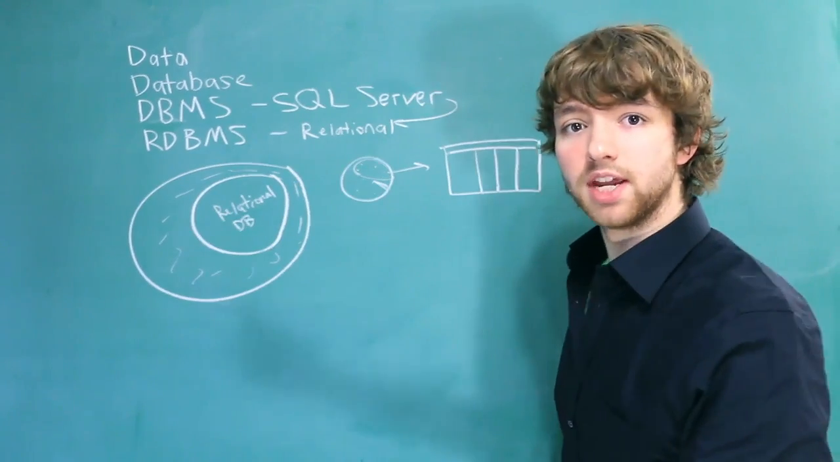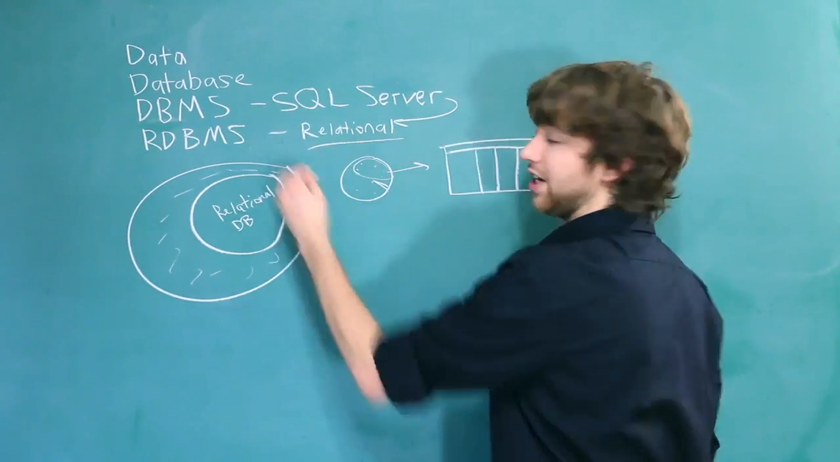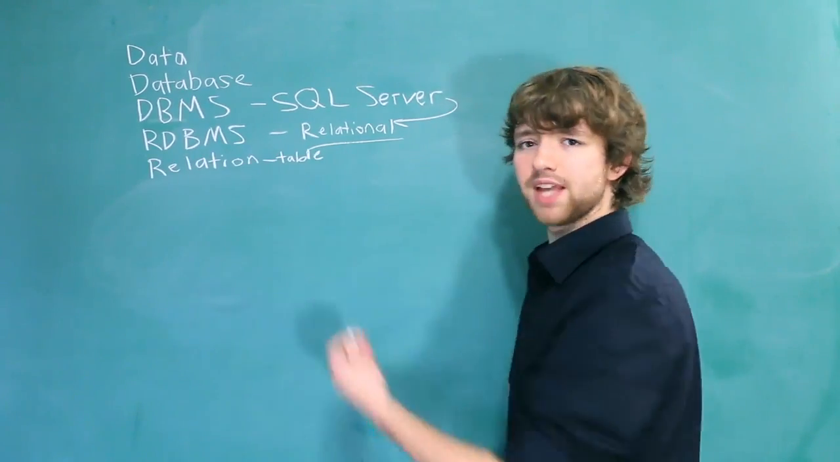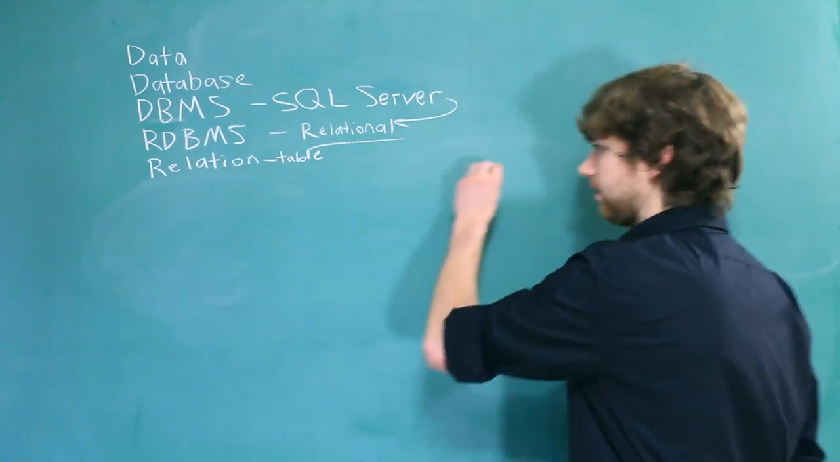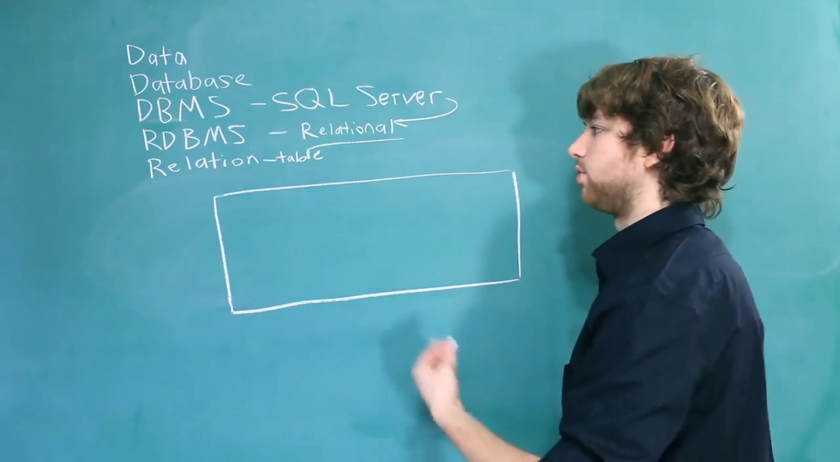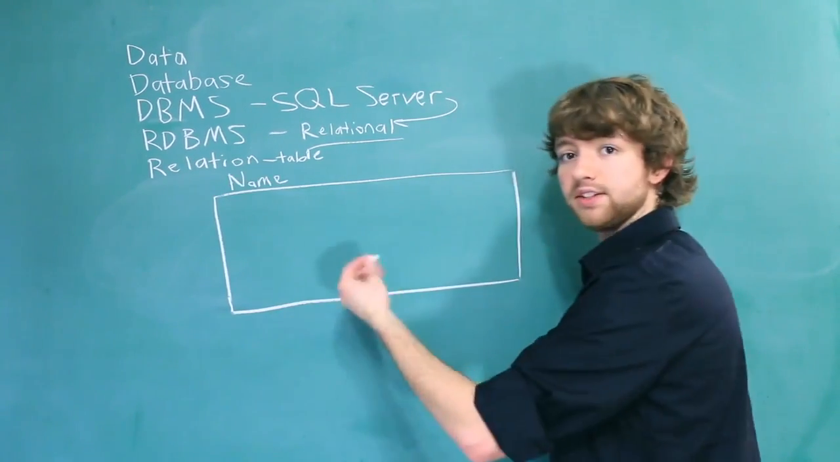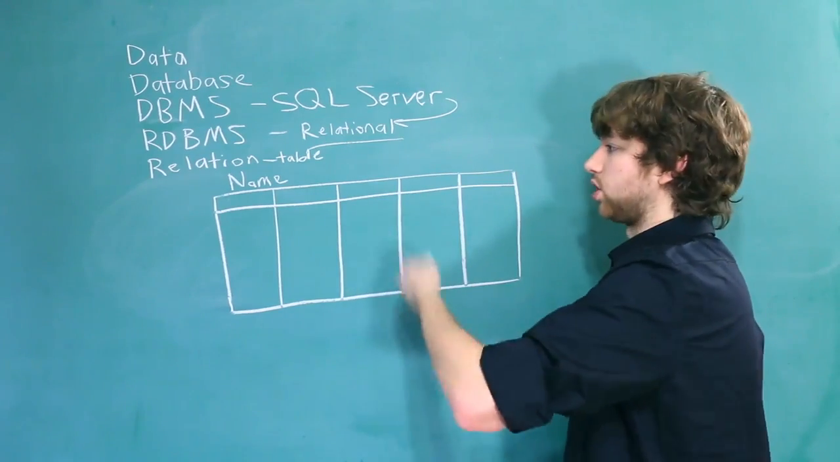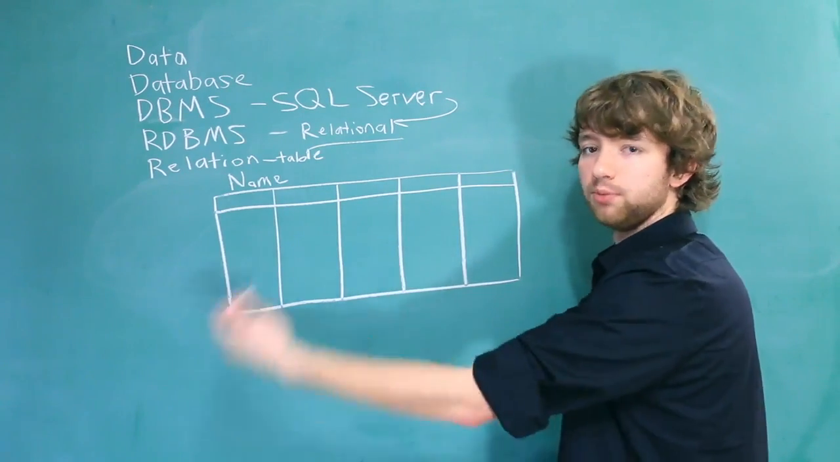Now, the important thing to take away from these words is relational. That's a fancy word that means table. Now, what exactly is a table? Well, you can think of it as a square, and this table is going to have a name, and inside of the table there's going to be columns. So each column is going to have a header of what that column is called.